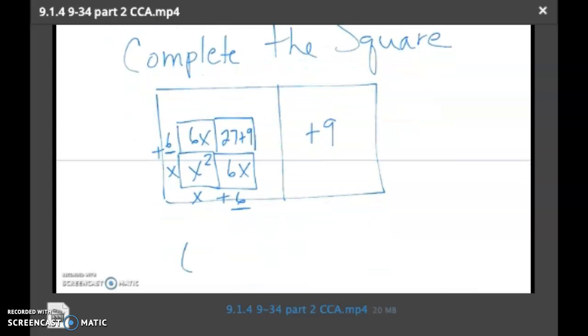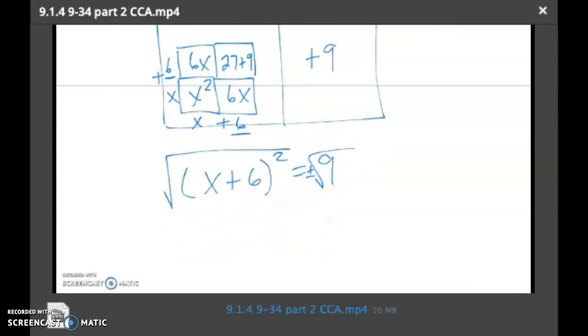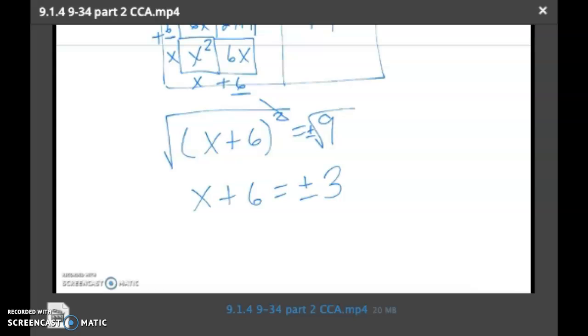Okay, so now on the left, our perfect square is x plus 6 squared equal to 9. Okay, so now we're solving for x. So we're going to take the square root of both sides. Remember to put a plus or minus in front of that square root because you're going to have two answers. So the square root is going to undo the square. So on the left we have x plus 6, and on the right we have plus or minus. Now the square root of 9 is 3, so I have plus or minus 3. And I want to keep solving for x, so I'm going to take away 6 from both sides.